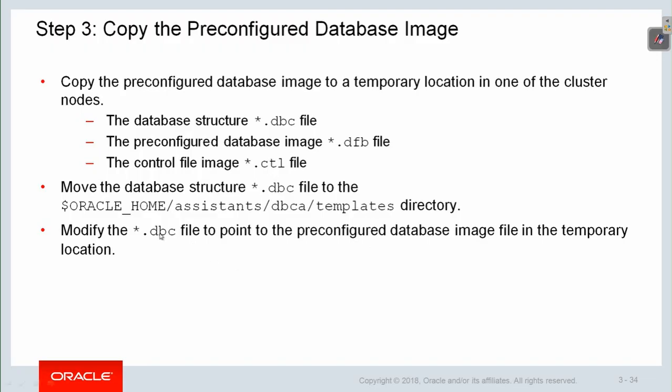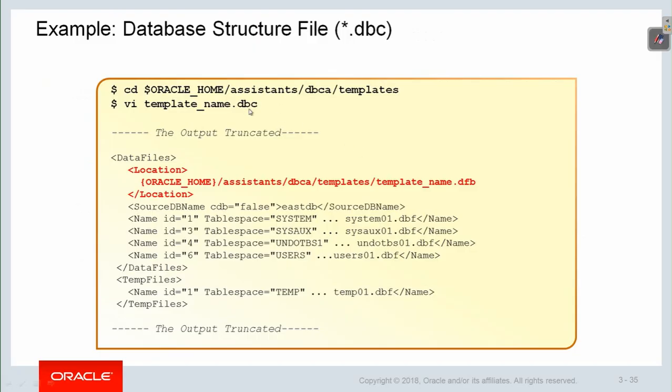And also, you can modify contents of a DBC file, the database structure file, if the current location of pre-configured database image in template format is in a different location. And this is an example. So we open a DBC file, and we have a DFB file location. So if it's not the same location, you modify this location, okay? So you can modify this location, so that way DBCA will point to this pre-configured image.